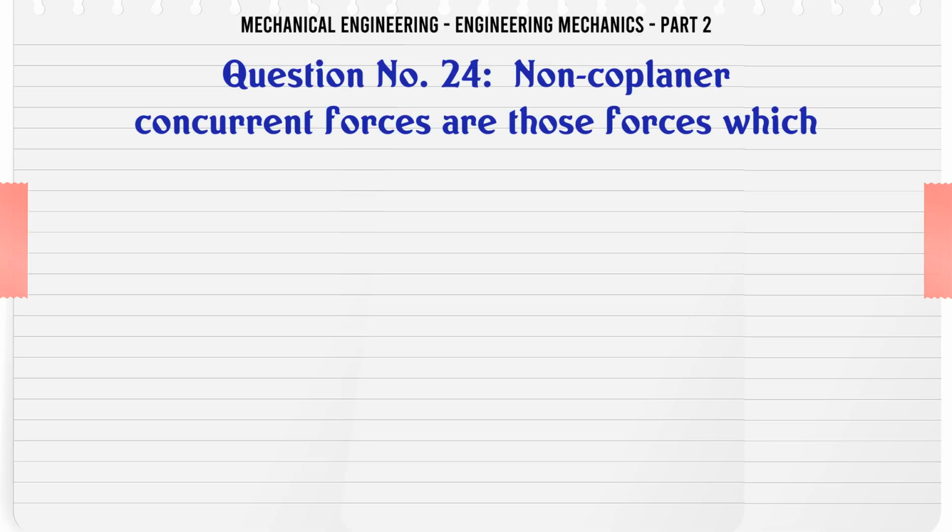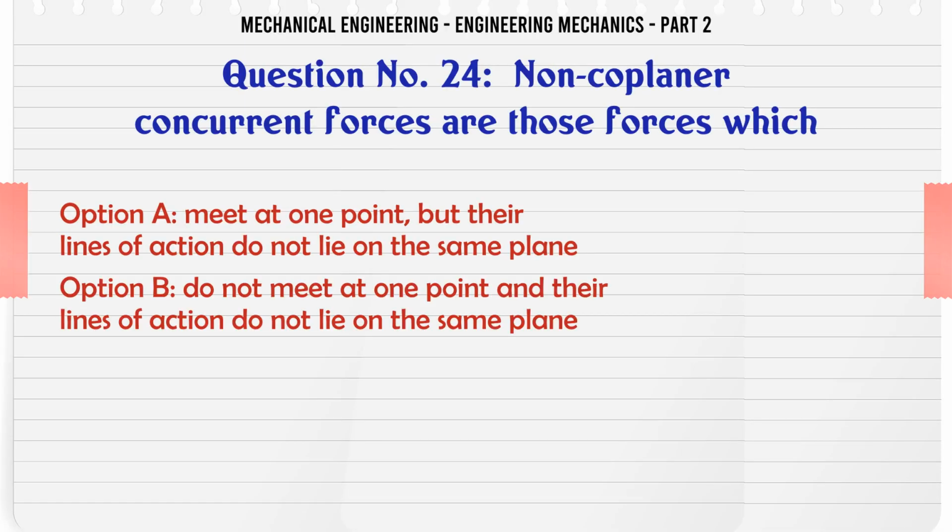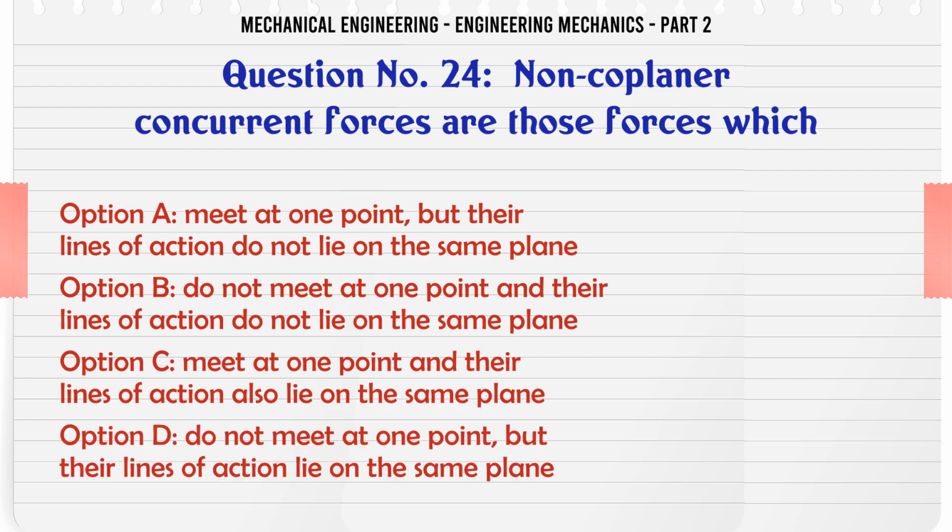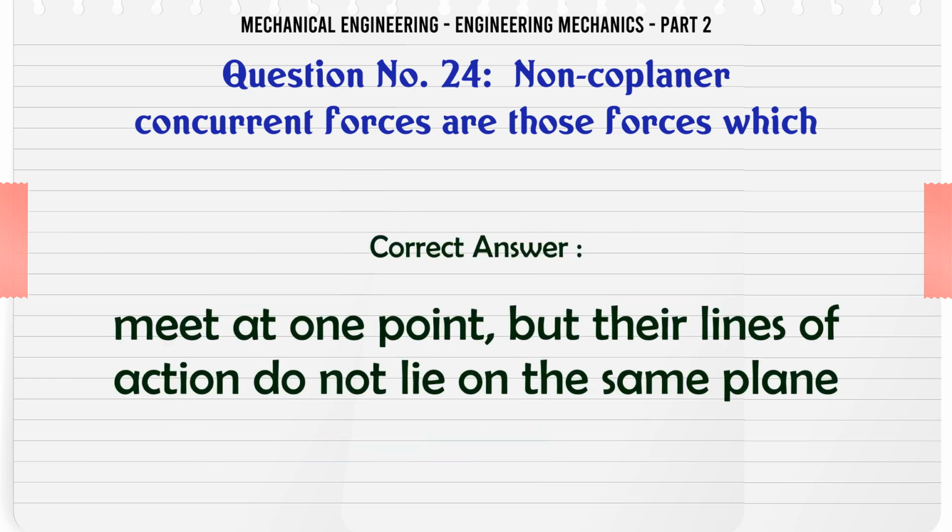Non-coplanar concurrent forces are those forces which: A. meet at one point but their lines of action do not lie on the same plane. B. do not meet at one point and their lines of action do not lie on the same plane. C. meet at one point and their lines of action also lie on the same plane. D. do not meet at one point but their lines of action lie on the same plane. The correct answer is: meet at one point but their lines of action do not lie on the same plane.